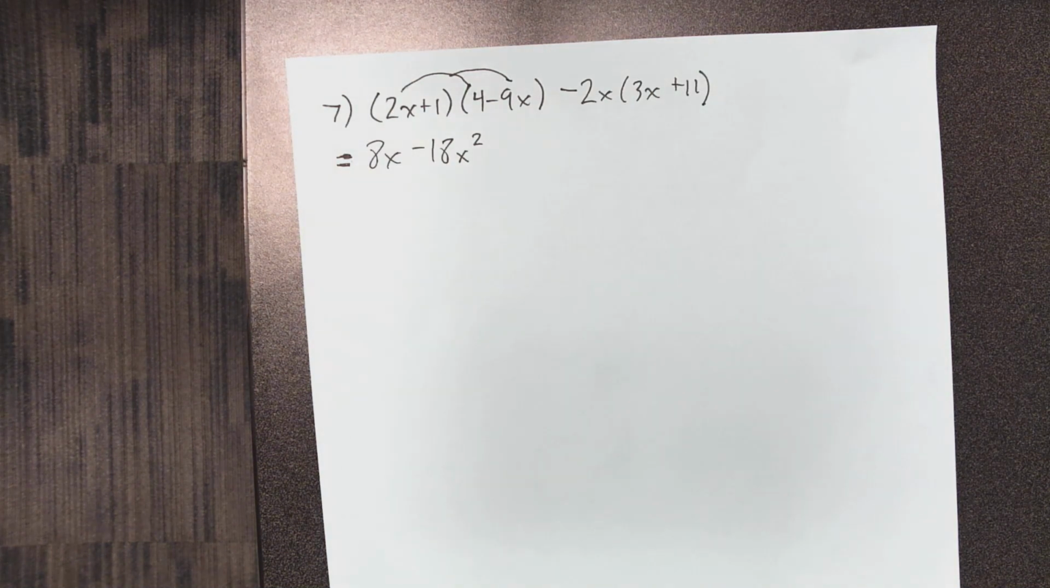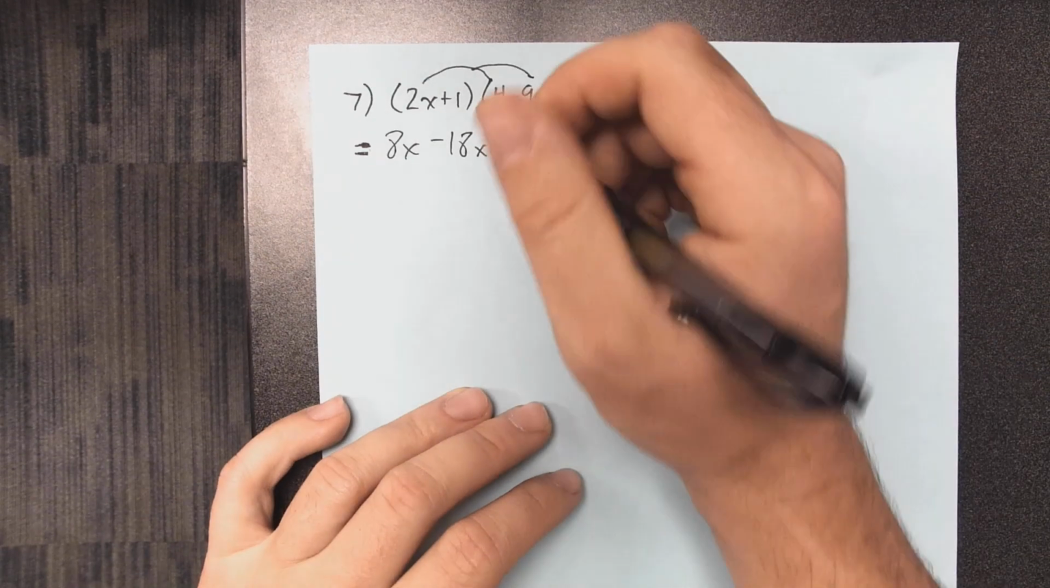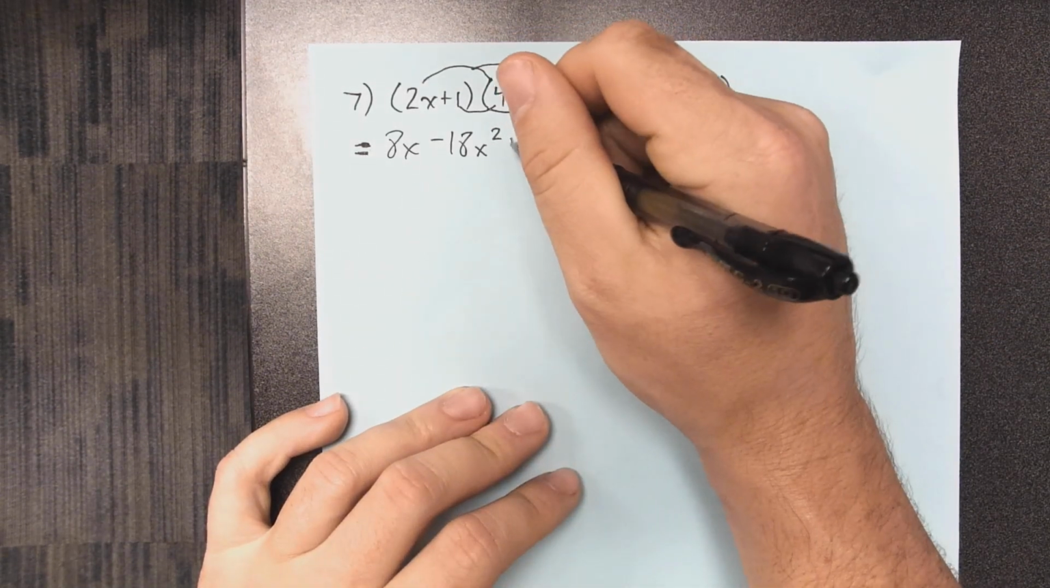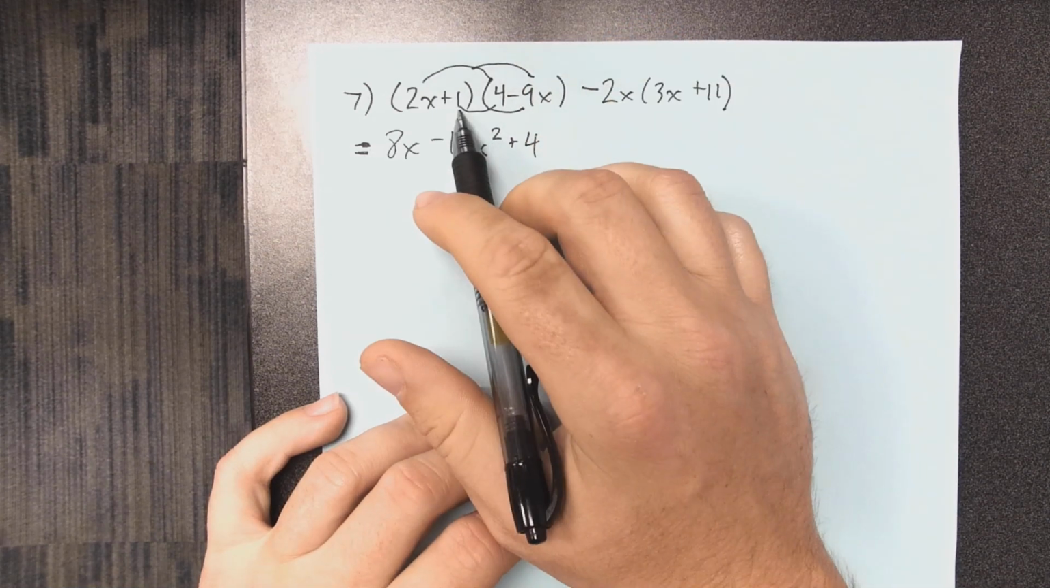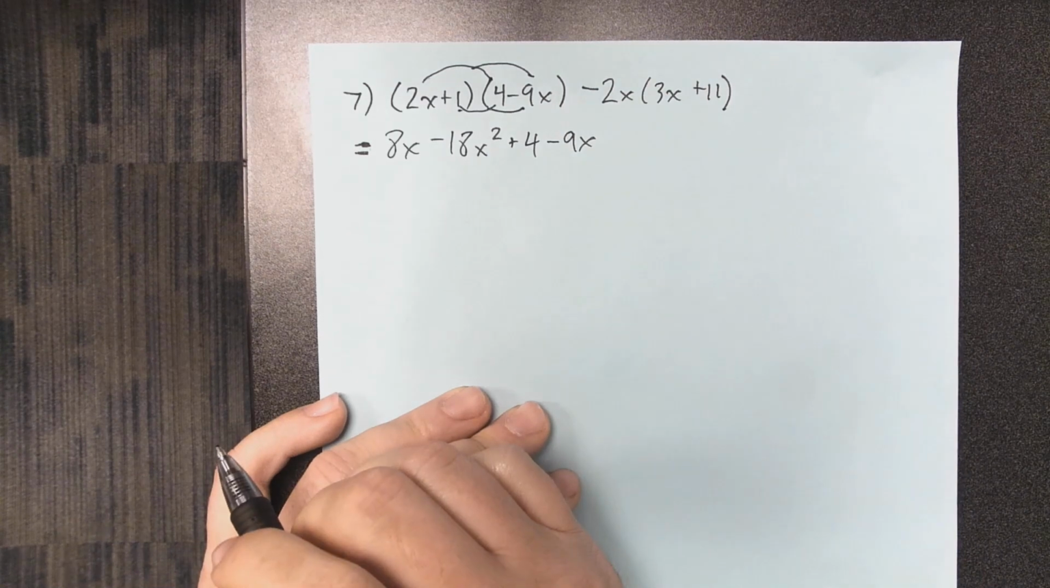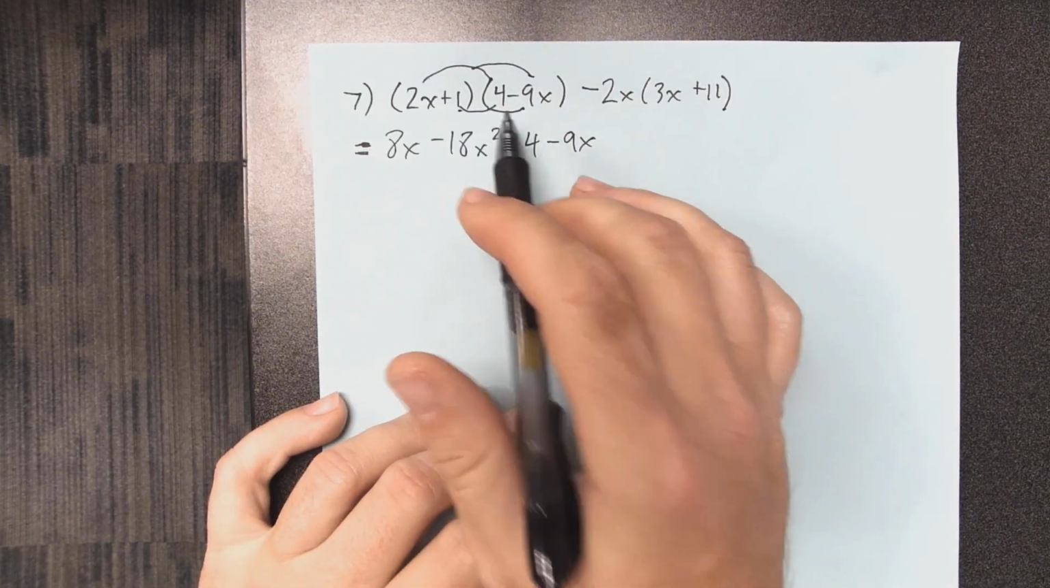sorry about that, the light went off. We have successfully distributed the 2x, now we need to distribute the 1. So multiply by 1 to 4, 1 times 4 is 4. Multiply the 1 to negative 9x, that's minus 9x. We have successfully multiplied these two binomials.